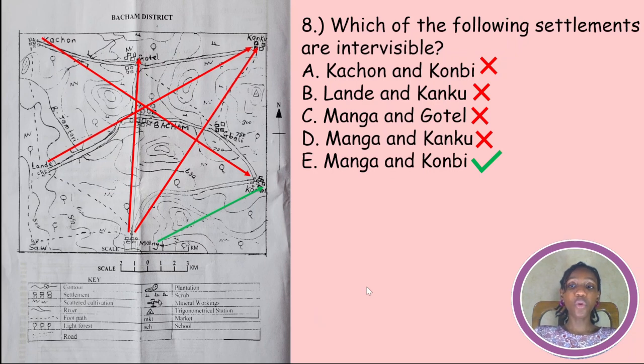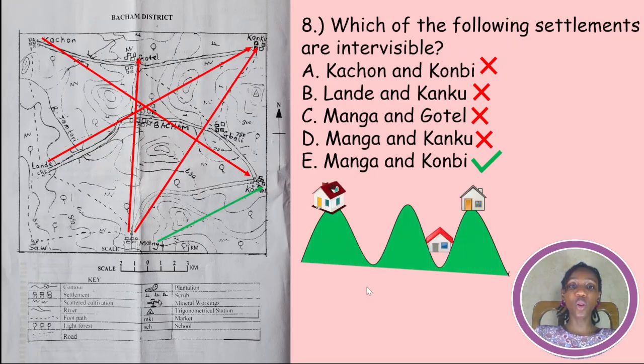But Manga and Nobi do have a few contour lines between them. But if you notice, Nobi is on a slightly higher elevation. So it's like you're looking up a little hill without any obstruction in between. So the people in the different settlements can see themselves. And this makes option E accurate, that both Manga and Nobi settlements are intervisible.